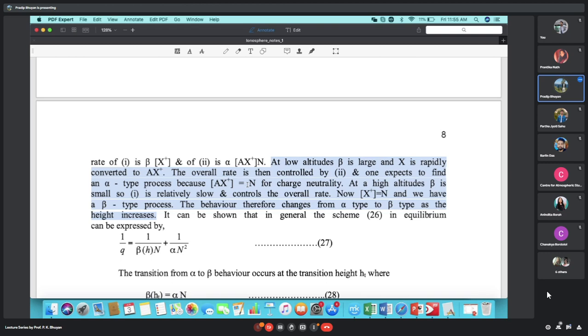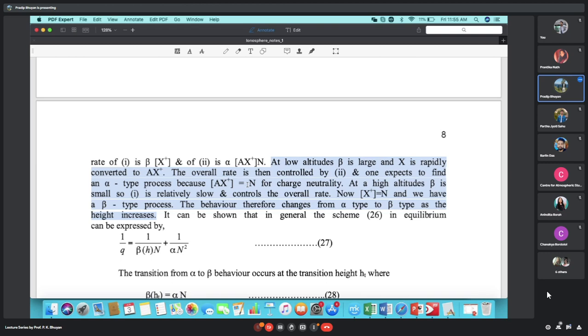Okay. Now below ht, only the second term is important, where ht means transition height. Above ht, the other term is important. So that is how you see alpha Chapman and beta Chapman. Once you consider the equilibrium case, where production is equal to loss, and this loss term is also equal to this loss term, then the transition between these two, that means exactly where alpha changes to beta or beta changes to alpha, is where the height is equal to ht, the transition height.